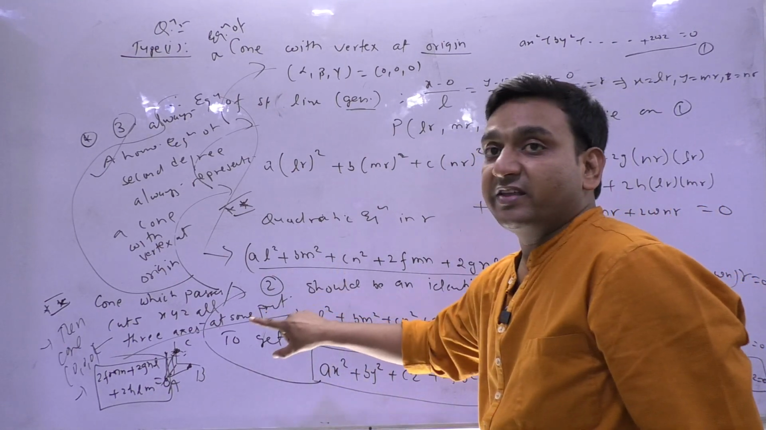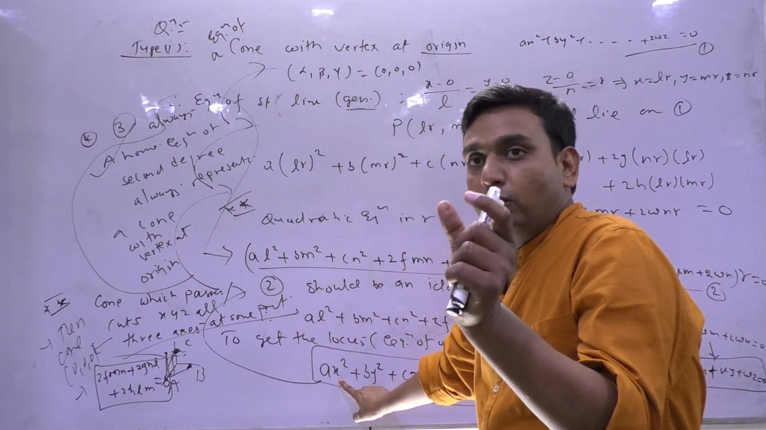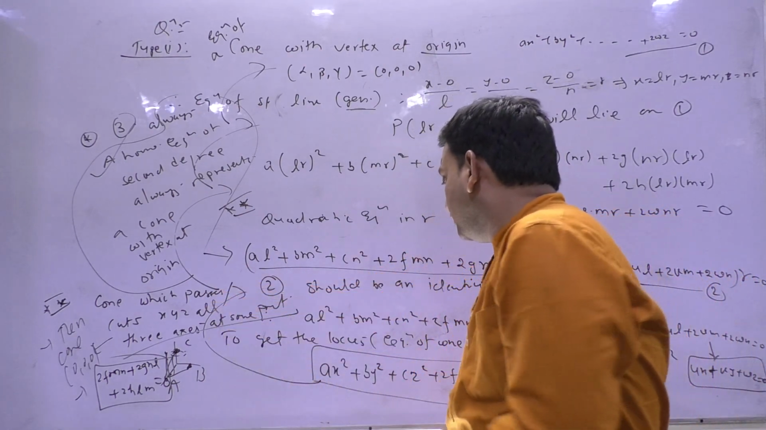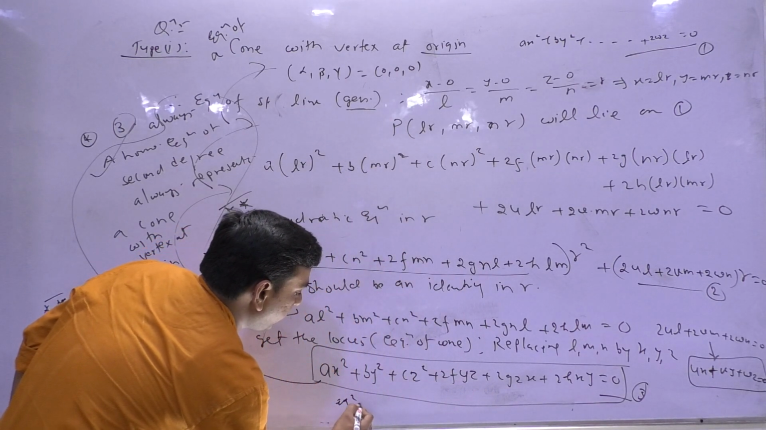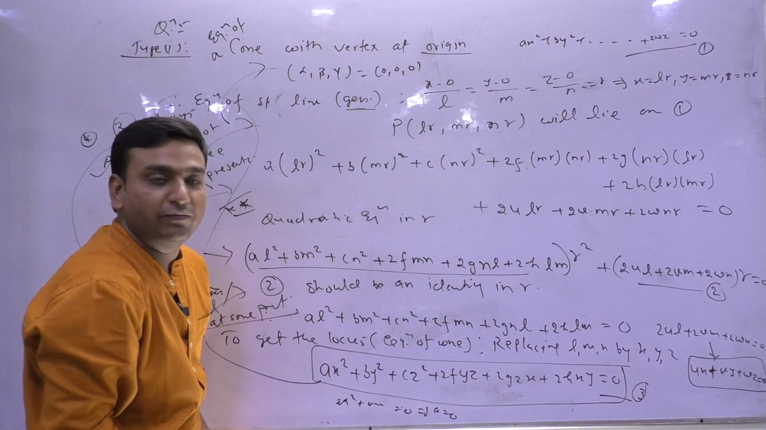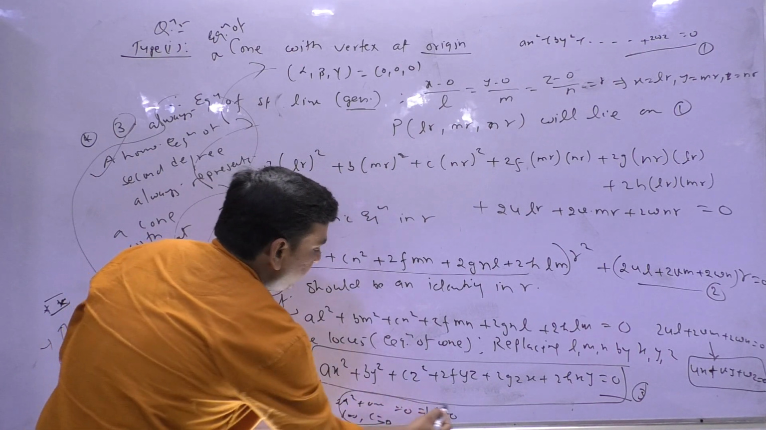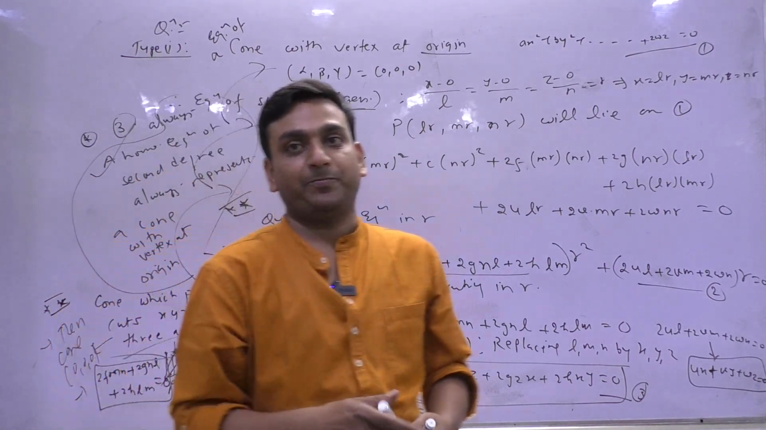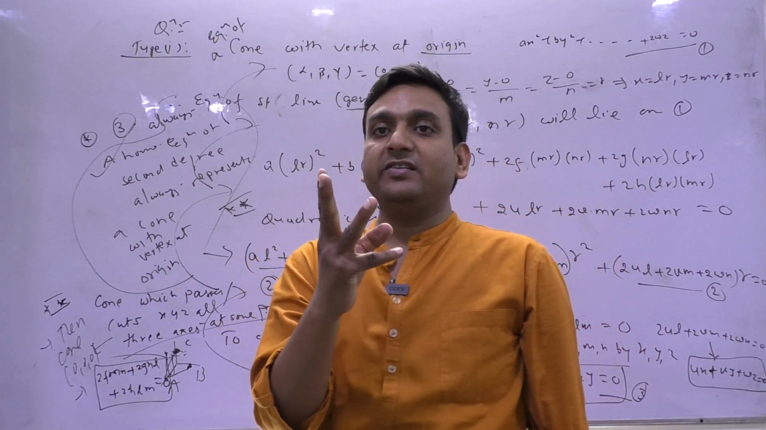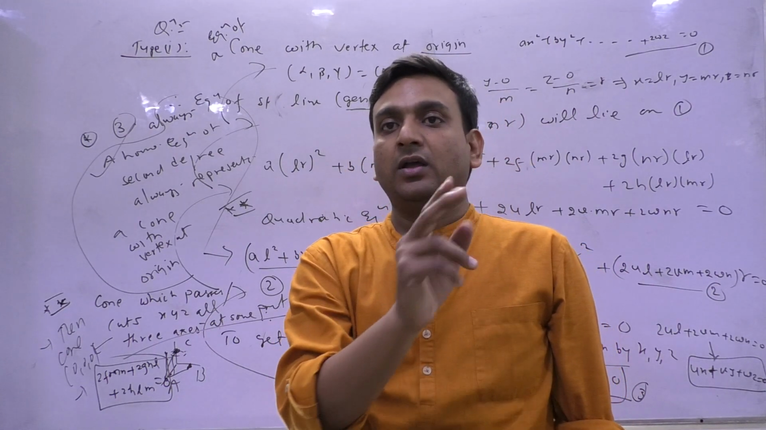So at the x-axis, the x component will be some value, let's say alpha, and y and z will be 0. So ultimately you will have a alpha square plus 0 equals 0, meaning a is 0, because alpha you have taken non-zero. Similarly b is 0 and c is 0. Means, please do remember, if a cone cuts all 3 axes, then it will have vertex at origin.